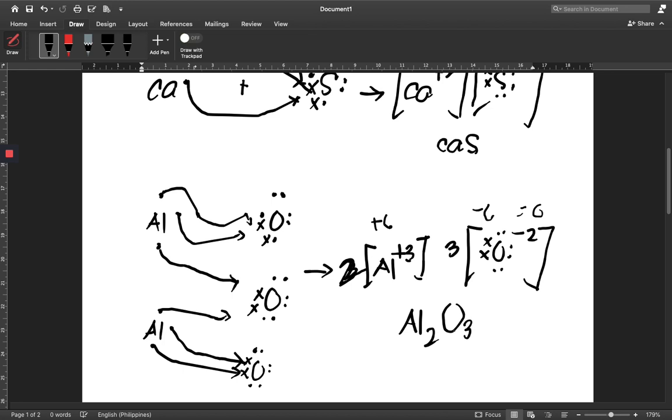All right, Al2O3. Or simply, you can just use the charges: Al plus 3 and O minus 2, so you end up with the crisscross. Disregard the charge, and that's Al2O3. Alright, so that's it.